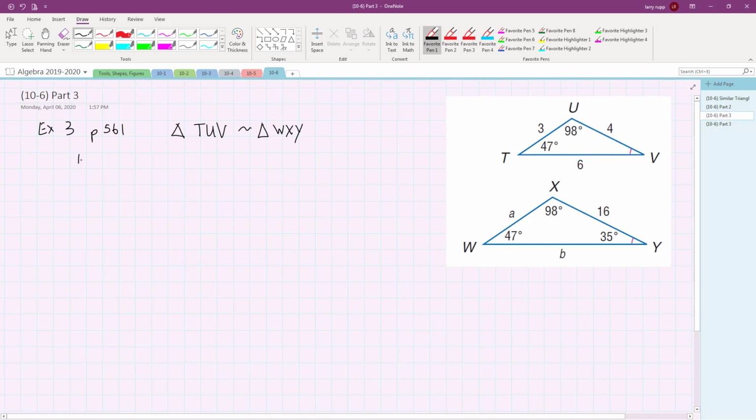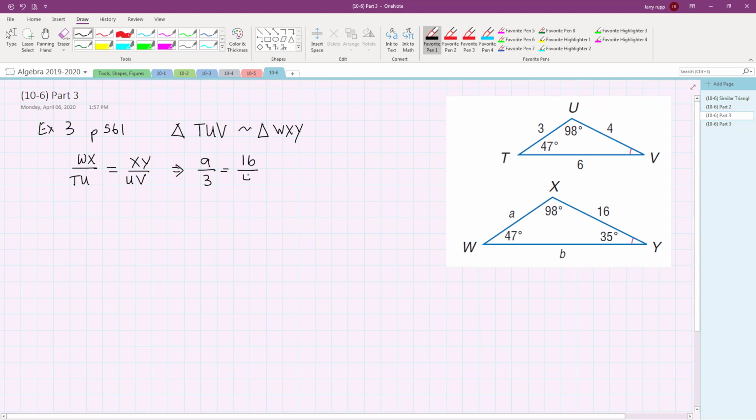Okay, so we have WX over TU. And that's going to be equal to XY over UV. So remember now, WX and XY are all from the same triangle. TU and UV are all from the same triangle. Corresponding sides have to be, the ratios have to be equal to each other. So now let's go plug in the values we have for this. WX happens to be A, and TU happens to be 3, and that's equal to XY, which is 16, over UV, which is 4.